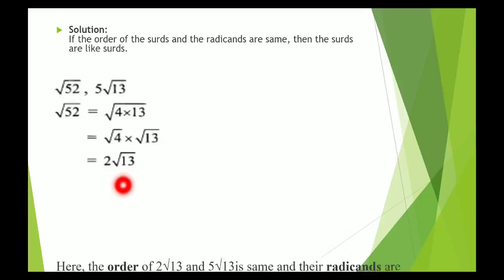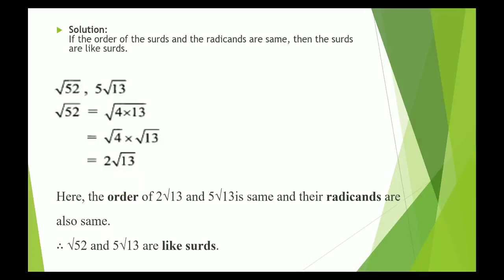So here the order of 2 root 13 and 5 root 13 is same, and the radicand are also same. Therefore root 52 and 5 root 13 are like surds. Why is it like surds? Because its order is also same and radicand is also same.